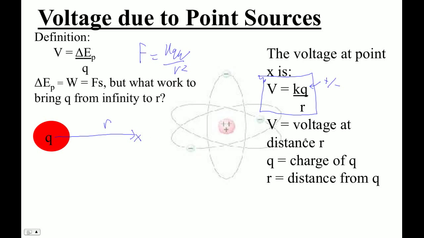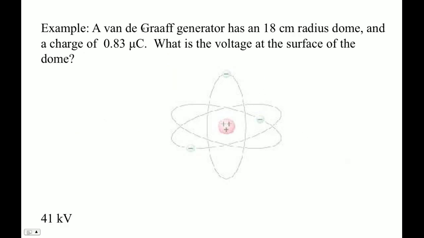So that's our formula. Let's do an example of this. Here's a Van de Graaff generator. It has an 18 centimeter radius dome. So here's this dome. And we are 18 centimeters from the center of a spherical distribution, we'll just assume. So we can use our formula. V is kq over r, and that's the same k we've been using.